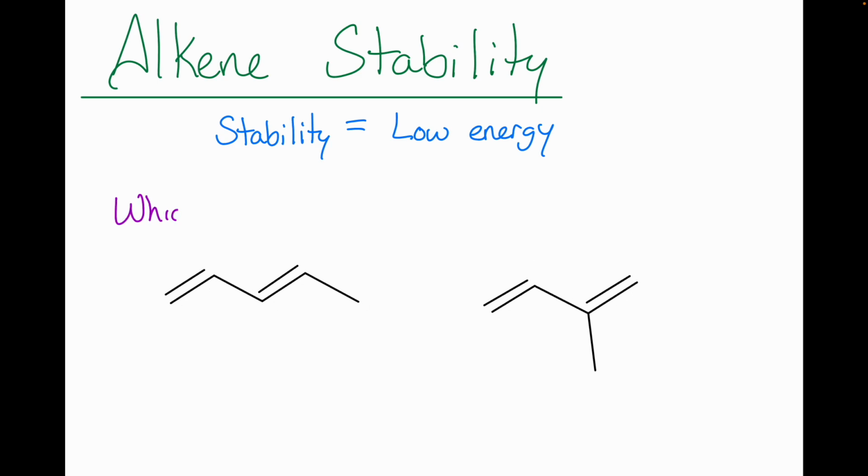Which is more stable? All right, so the first thing we got to check is our classification, right? We said cumulated was the highest energy, the least stable. Conjugated, the lowest energy, the most stable. But if I look at these, both of these are what? Conjugated. So in that respect, there's a tie, right? So then how do I go from here?